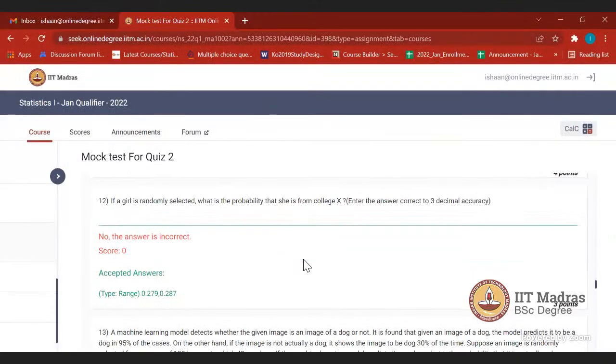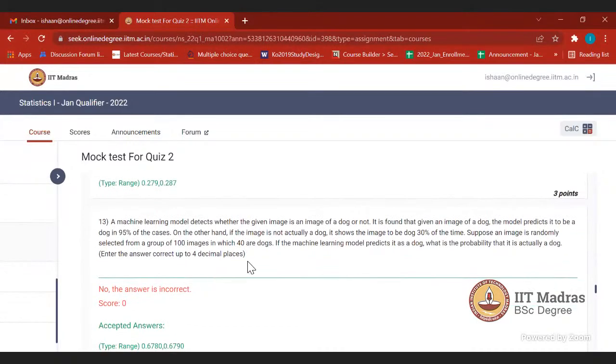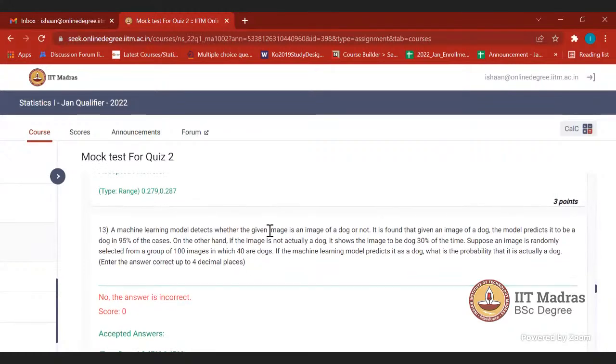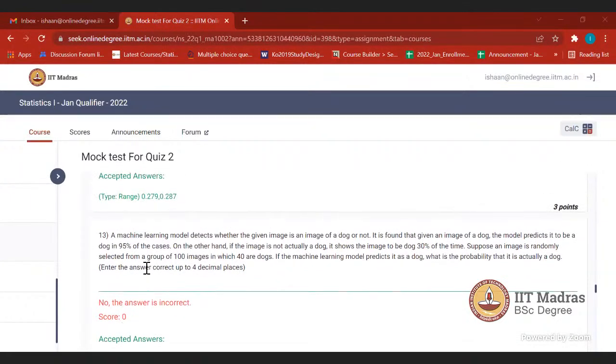Okay, sir. Okay, question number 13. I think it's a simple Bayes theorem. Any doubt in it? Anyone? So please explain it, sir. Yes, sir. So the 13th question, I got 0.8 as the answer. I got it wrong. Can you explain it?